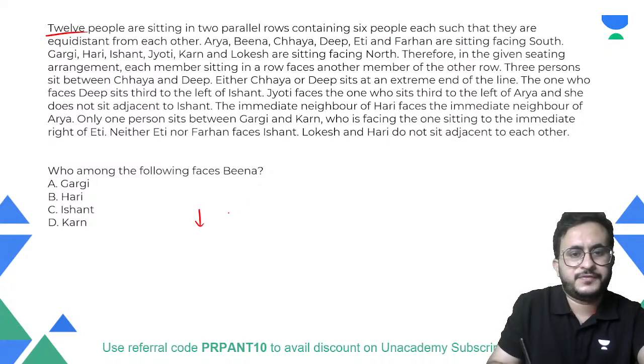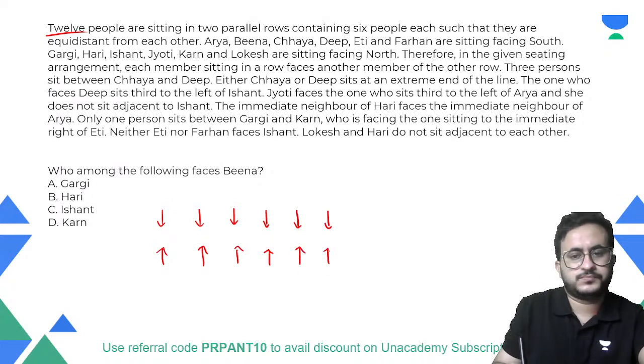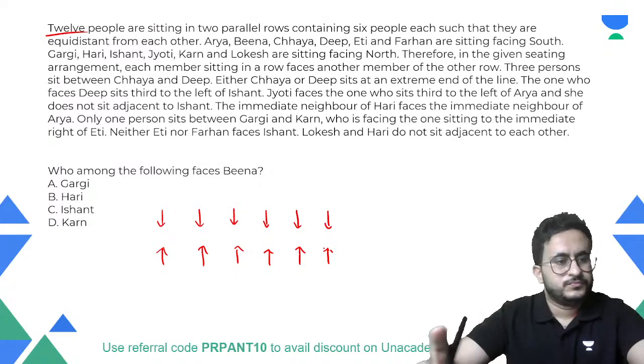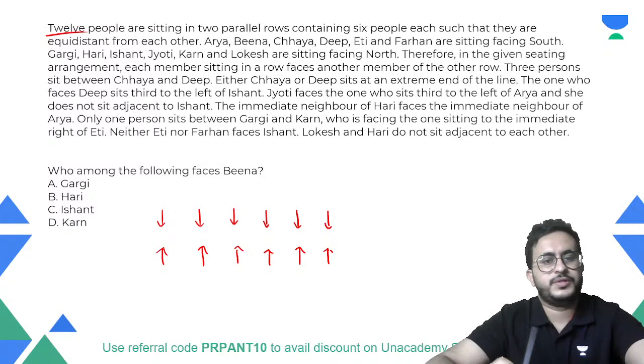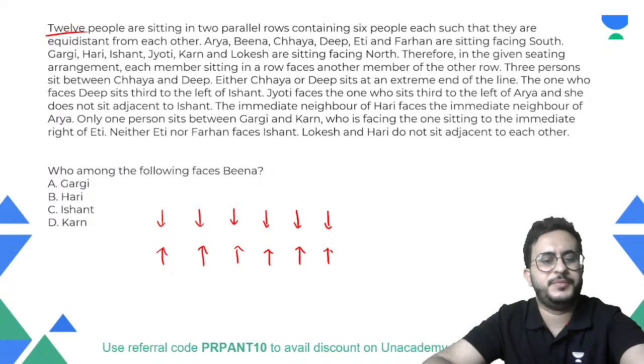So we will have six people facing south and the other six people facing north. Okay, so let us make the arrangement with these 12 people.